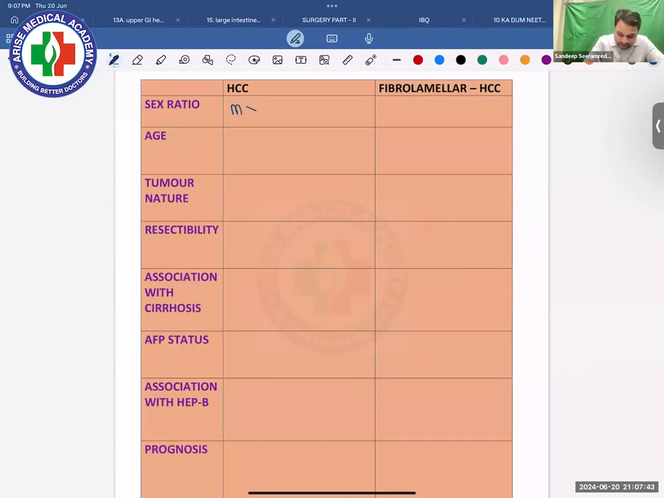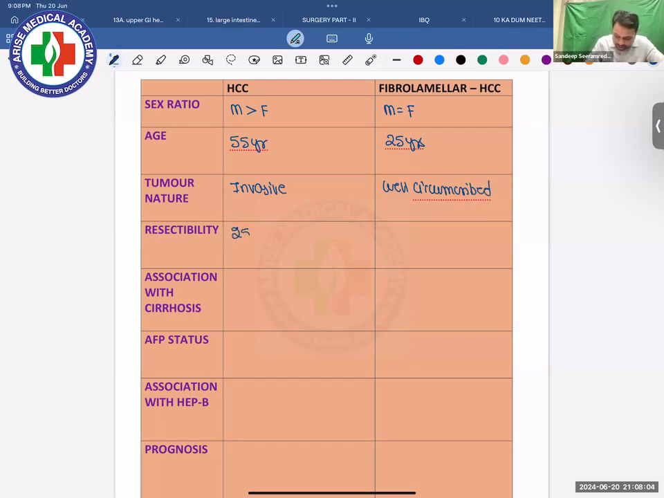In HCC, males are more commonly affected than females. Fibrolamellar variant are equally affected. The usual age of presentation is 55 years. Here it is 25 years. Tumor here, it is invasive, whereas fibrolamellar variant, it is well circumscribed. That means it is well confined.